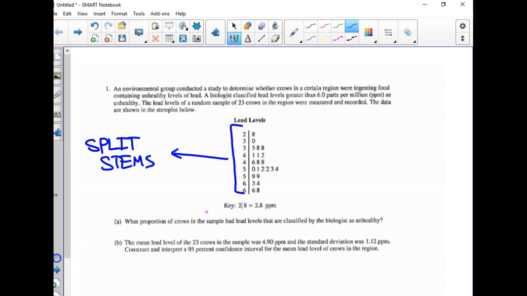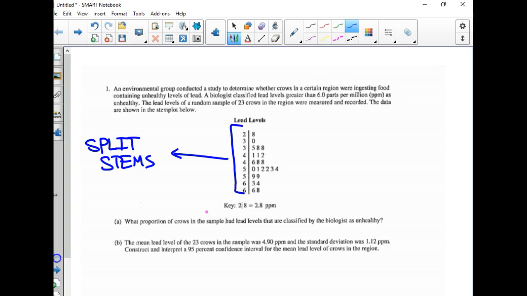I'm not certain there'd be a question on split stems, but it's good to be aware of what a split stem means. A split stem means instead of going by tens, what we just did, where our second digit was from 0 to 9, we're actually going by fives here. So you can notice here I have 3 to 0. In this row, the leaves would all be numbers 0 through 4. And then in this row, all the leaves are 5 to 9.